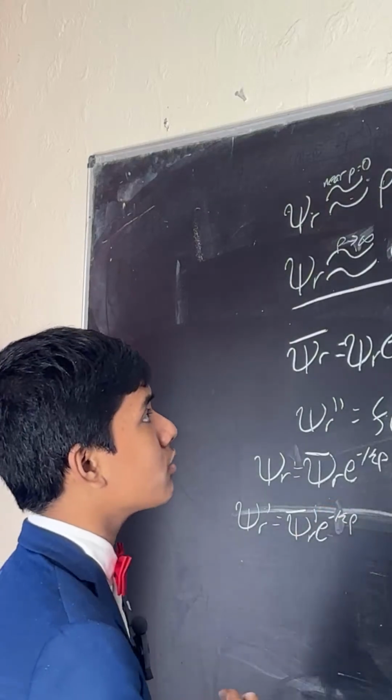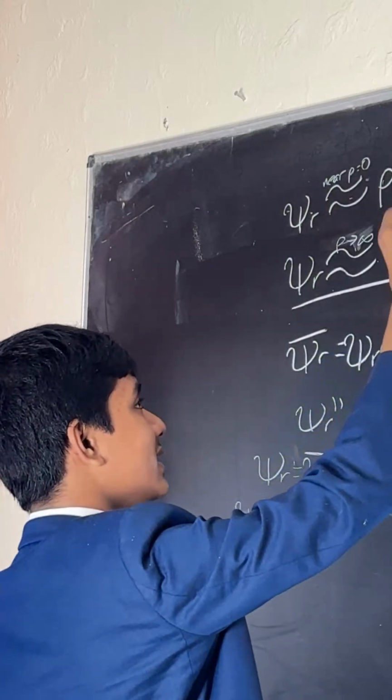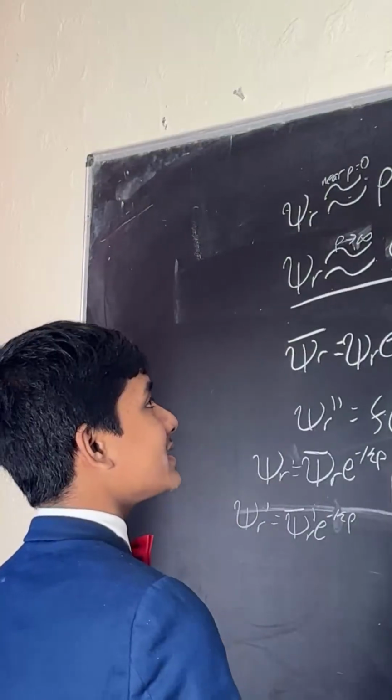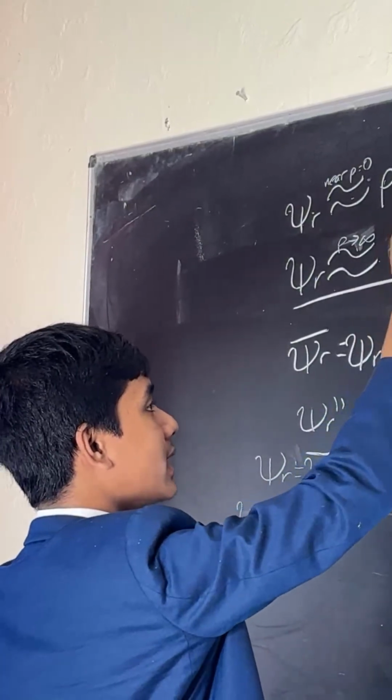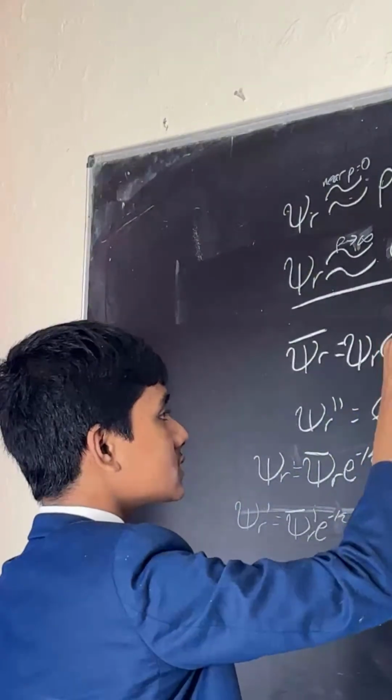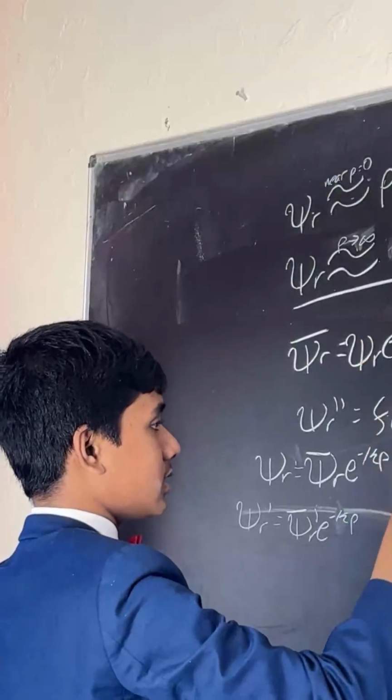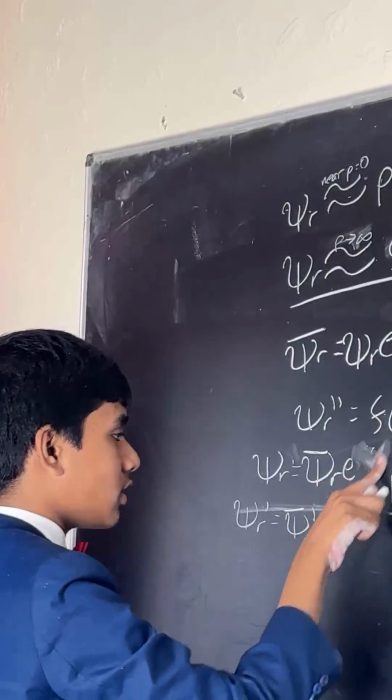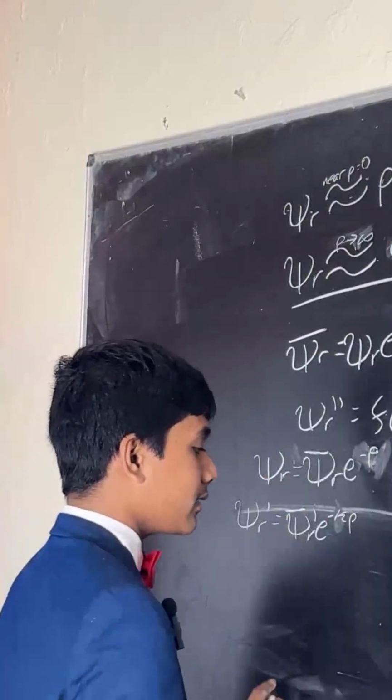Well, actually, no, it shouldn't be kappa rho. Why did I say that? We said e to the minus kappa r. This should be minus rho. That's annoying. I'm not sure how I went that long without noticing that. Okay, oops.